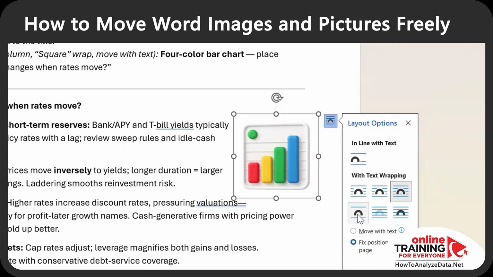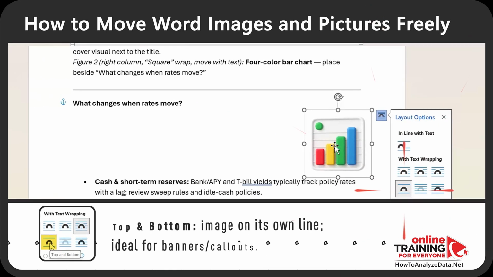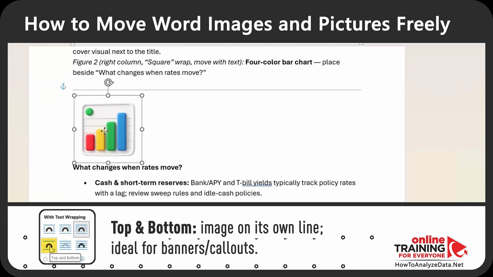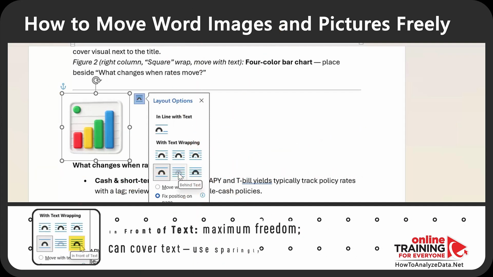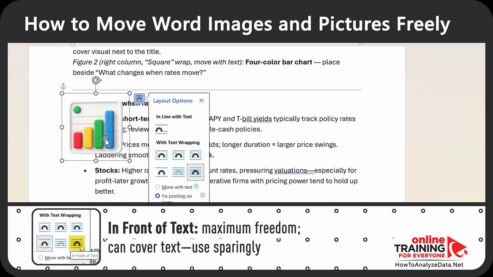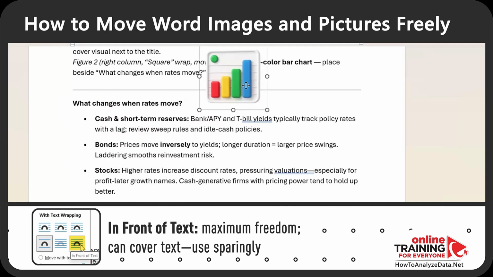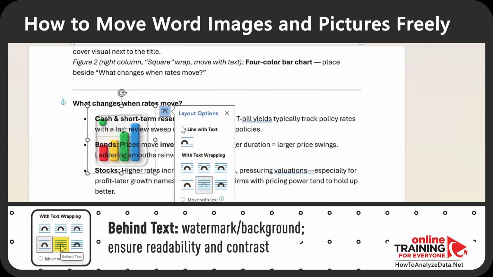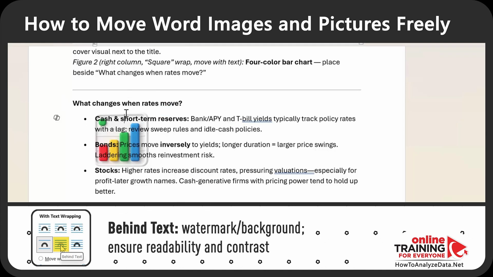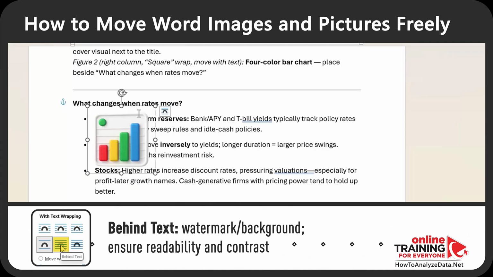There are some specialty wrapping styles as well. For example, if you select top and bottom, the image will be on its own line, which is ideal for banners and callouts. If you choose in front of text, you will have maximum freedom. But keep in mind, it will cover text, so use it sparingly. And if you select behind text, it's good for watermarks or backgrounds. Just make sure to ensure readability and contrast, which can be adjusted in image properties.